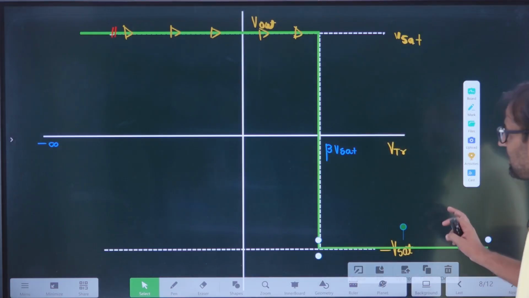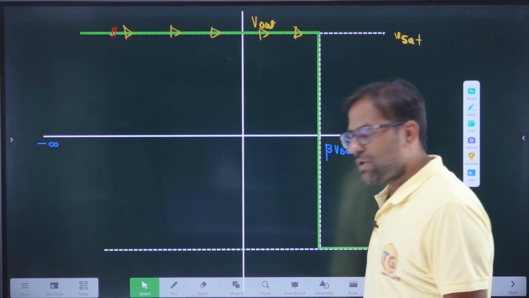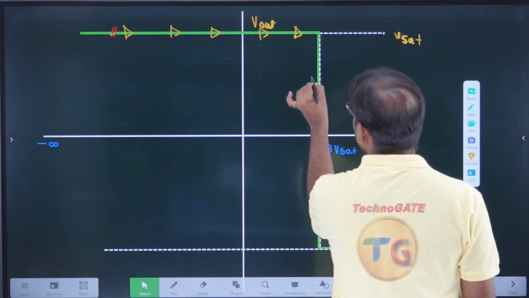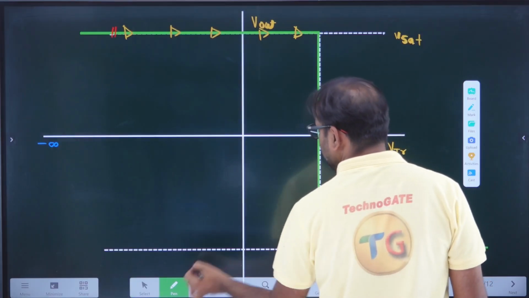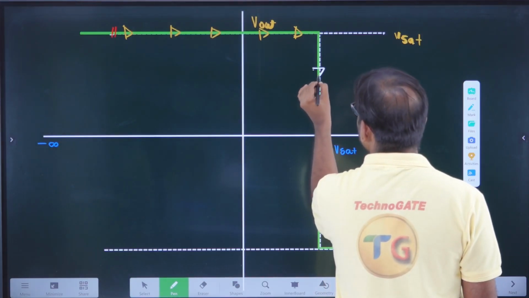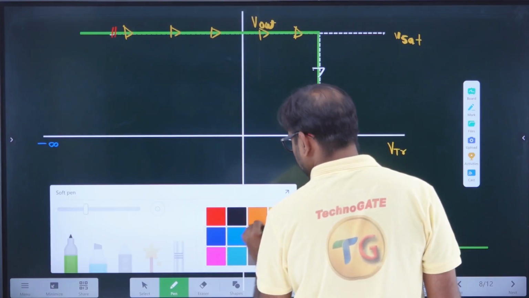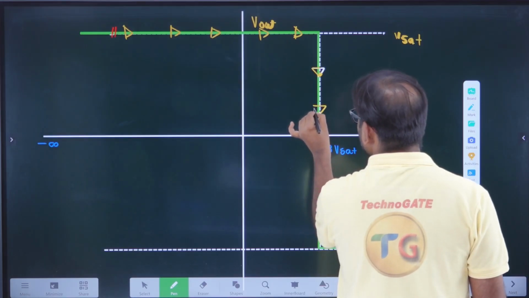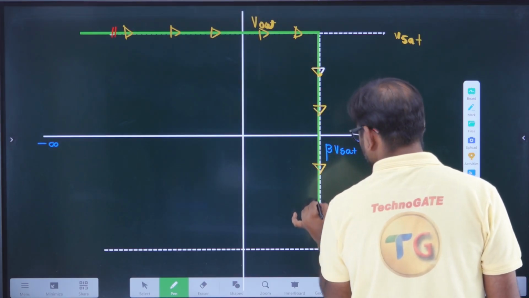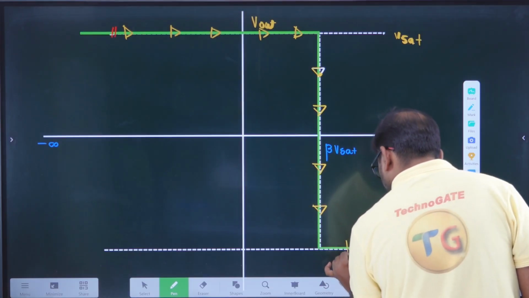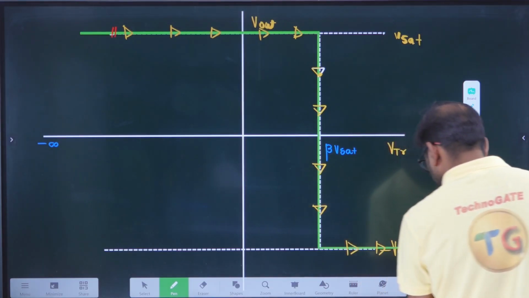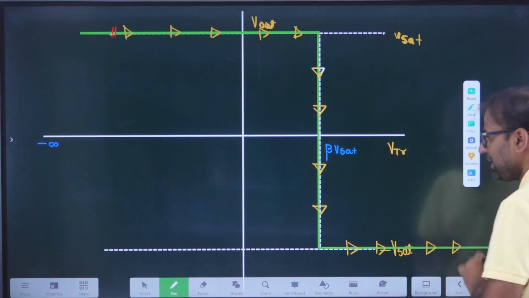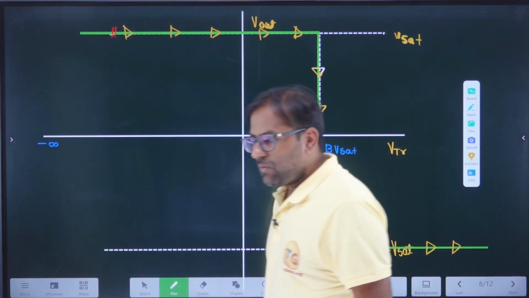In this transfer characteristic, you will always find some arrows. And what do these arrows represent? These arrows represent the direction of change. The direction is very important. This is the first part. What is the second part?